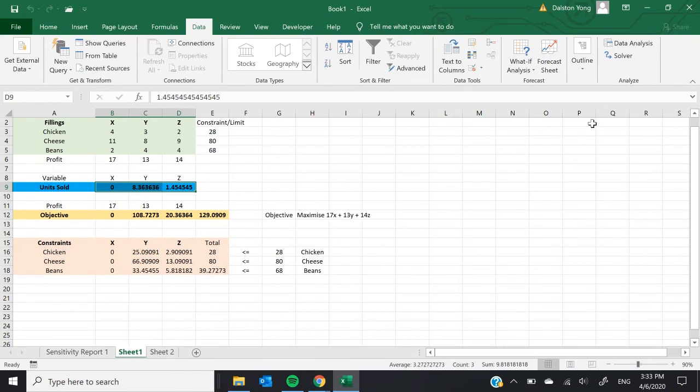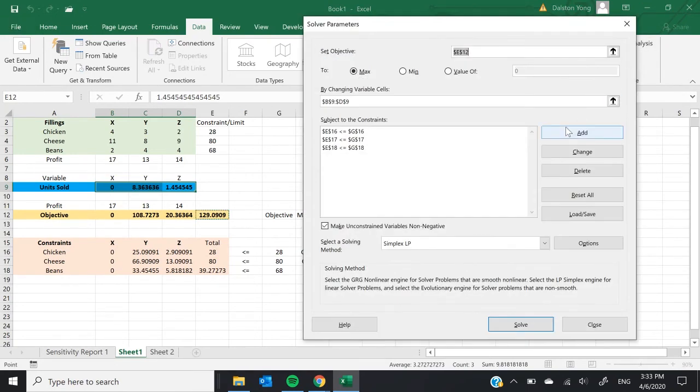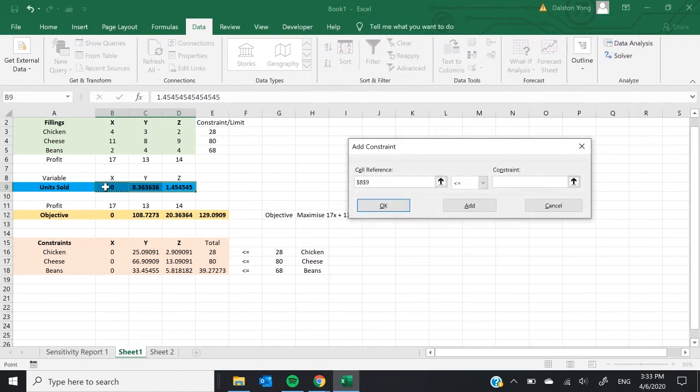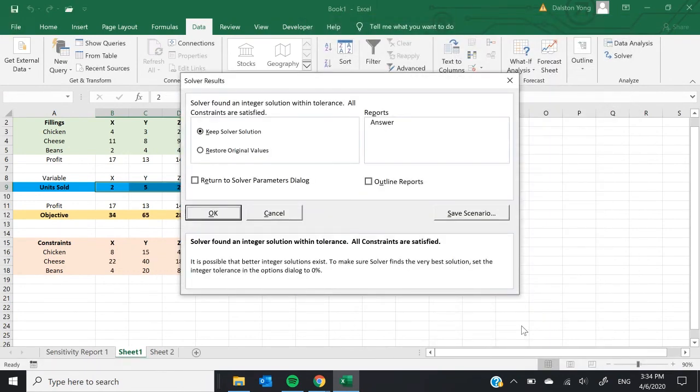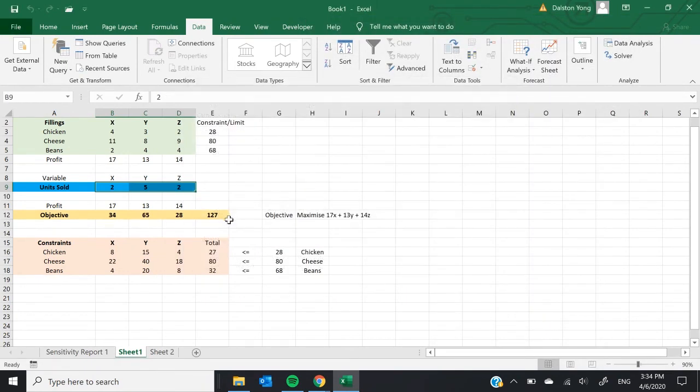So for a real-world application, let's go back to Solver. What we want to do is add that these three variable cells, X, Y, Z, must be integers. Integer, I would assume, is a whole number, in short. So you cannot have point something. So you click solve again. Let's take a look. You can see the answers are a bit different, right? Because it's an integer now, Solver reallocates the resources and tells us we should make 2 X, 5 Y, and 2 Z sandwiches, which gives us a maximum profit of 127.